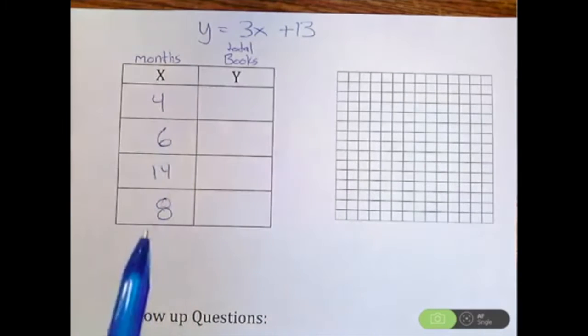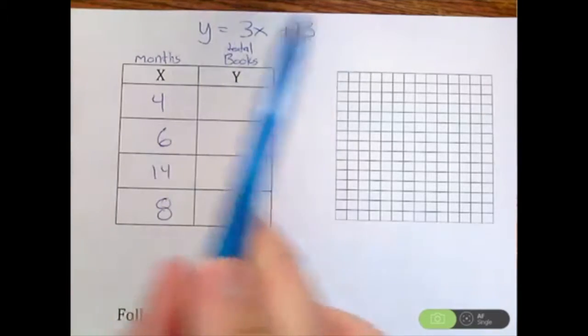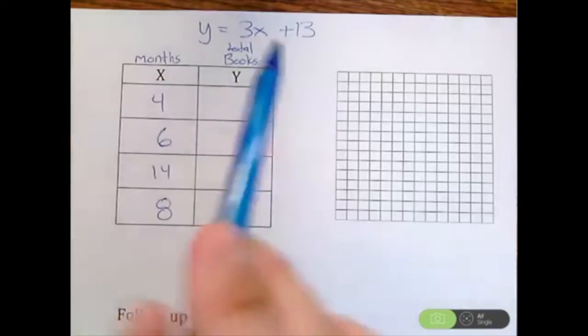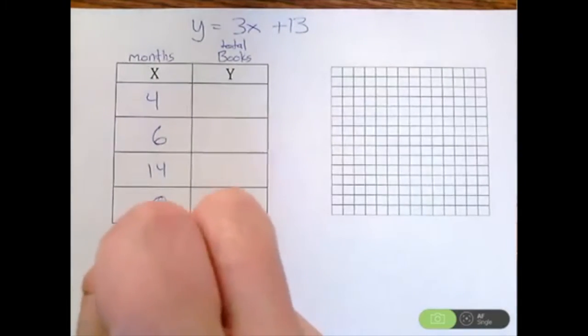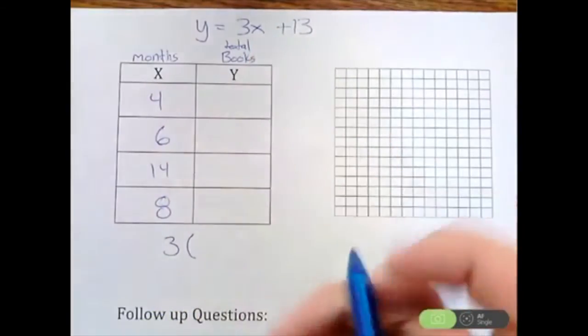So now that I have some x values picked out, I need to figure out some y values as well. I have this equation and I have some x values. What we're going to do is plug in. So instead of having an x, we're going to take these values and plug in for x.